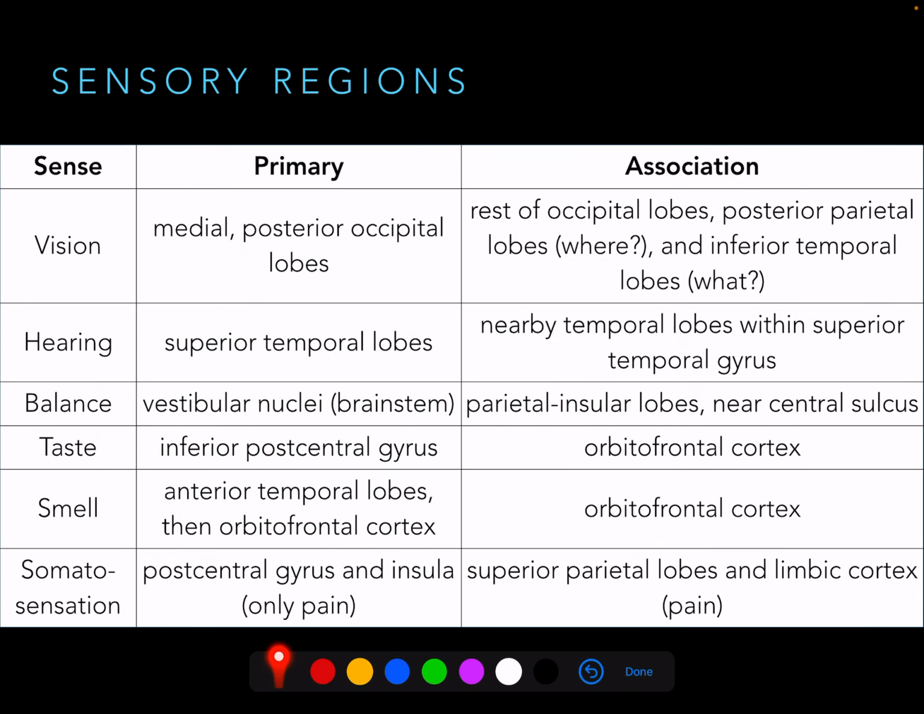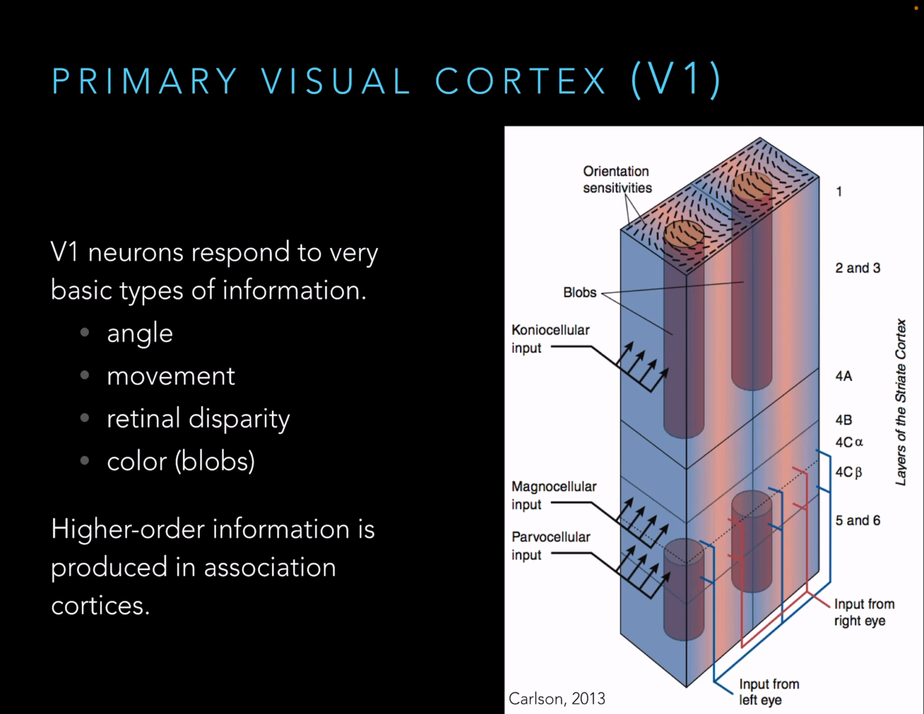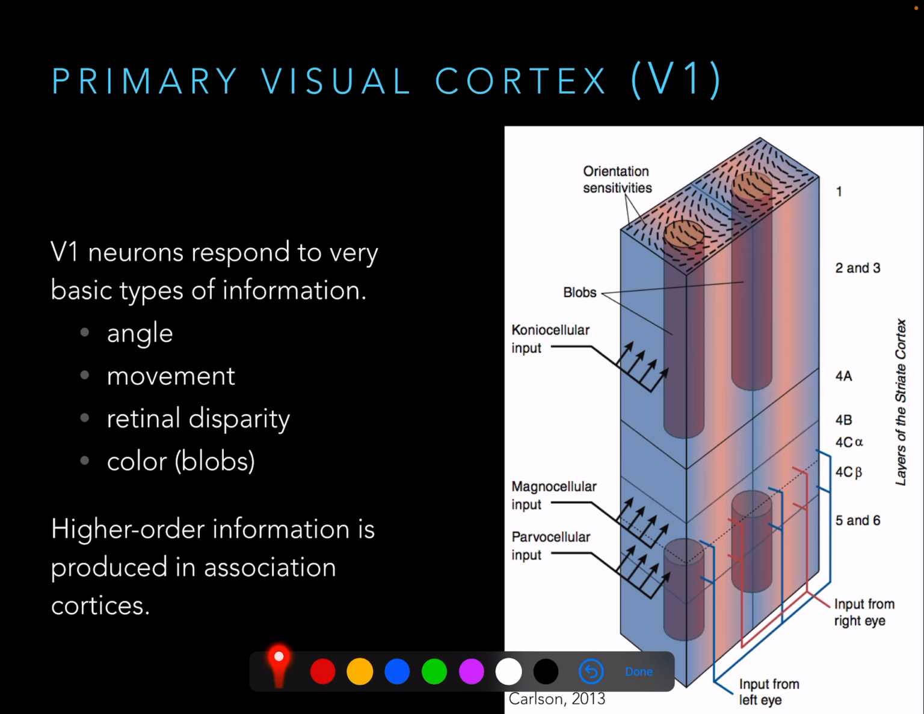So think of association as kind of averaging the function of different primary cortices. That is an oversimplification, but I think it'll work for you. Okay, so let's start off with vision because this is easy to visualize. No surprise there. Okay, primary visual cortex, V1, vision 1, primary. And in the primary visual cortex, those neurons respond to incredibly basic types of information.